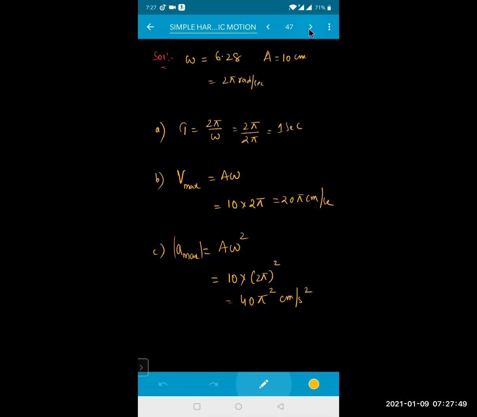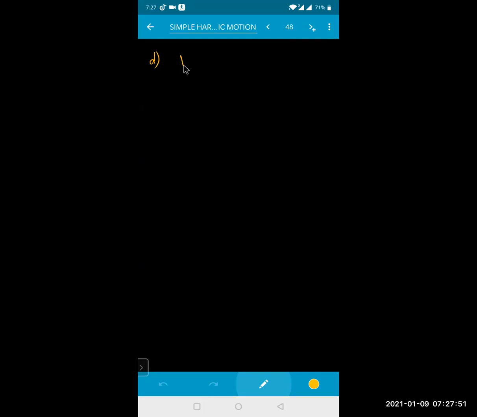Now, can you tell me the speed in terms of position, beta? V is equal to omega under root of A square minus x square. Isn't it? So, omega value is how much for me? 2 pi. This one is under root of A, whose value is how much for me? 10. So this one is 10 whole square minus x, x is nothing but 6 whole square.